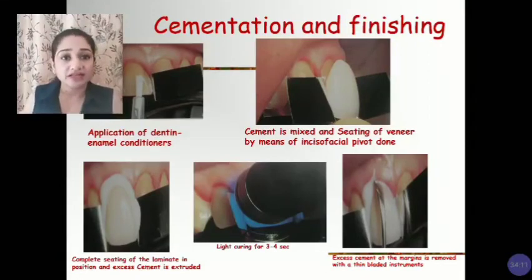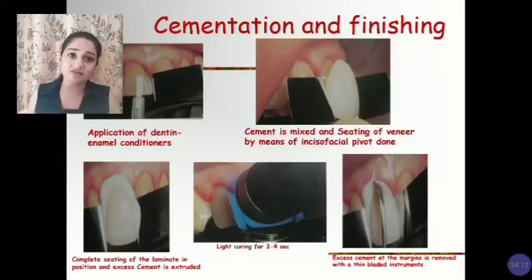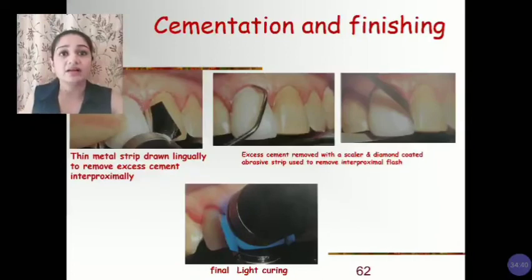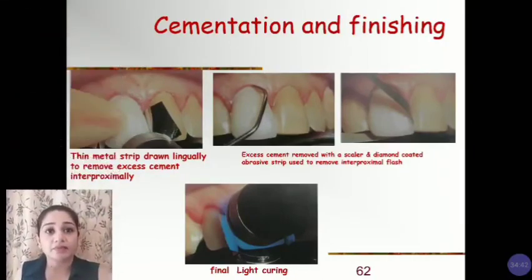So complete seating of the laminate in the position we can see in the photo, and excess cement is extruded. Once the laminate is in its final position, the excess cement will overflow. Then light curing is done for 3, 4 or 5 seconds so that partial setting of the resin cement happens. After the partial set of the cement, we remove that excess cement from margins with a thin bladed instrument. After that, a thin metal strip is drawn lingually to remove excess cement interproximally.